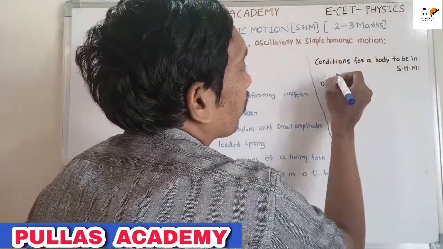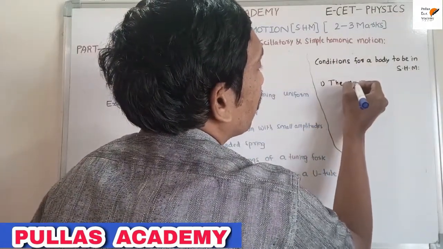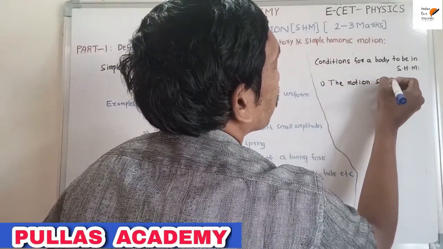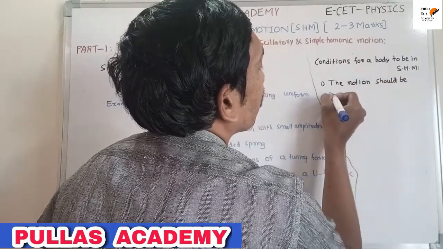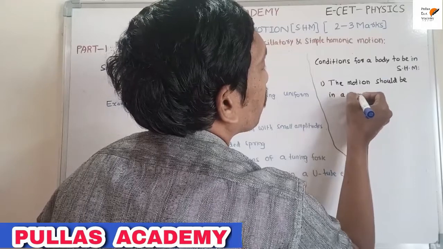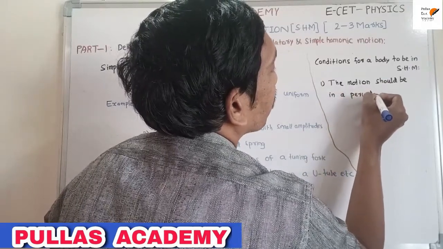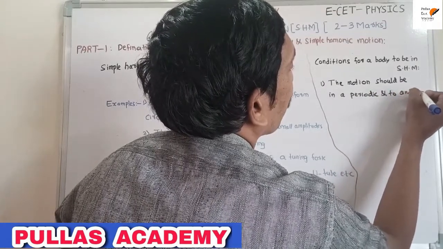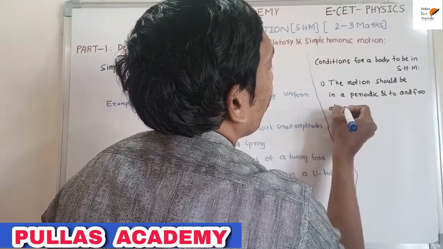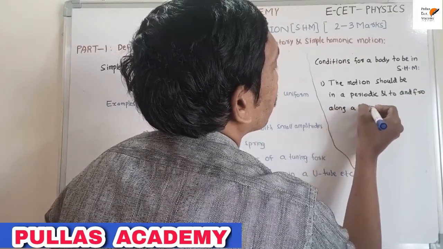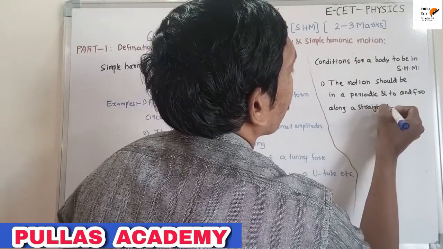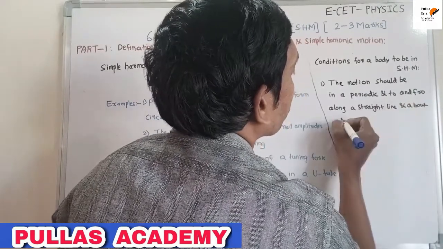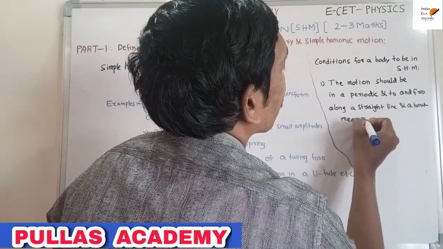So the first important condition is the motion. Listen to me. The motion should be periodic and to and fro along a straight line about the mean position. So this is condition number 1.